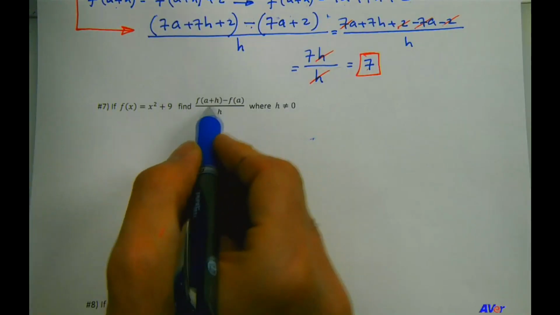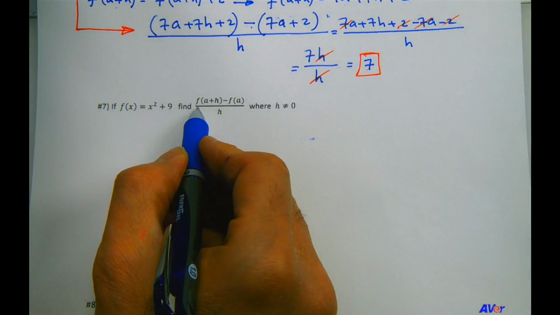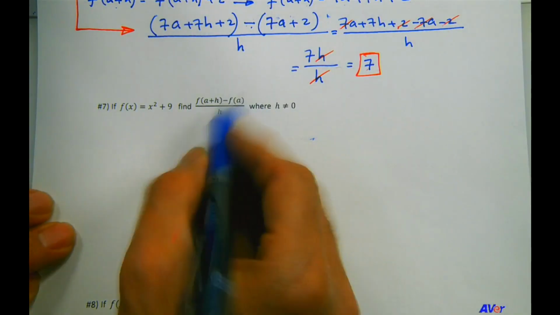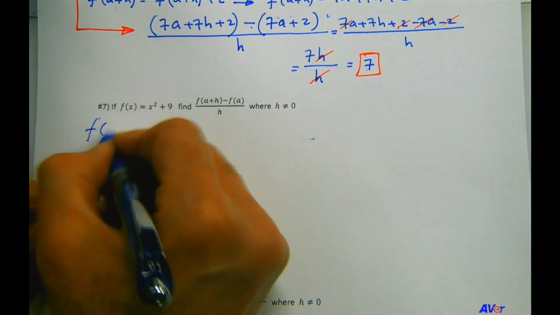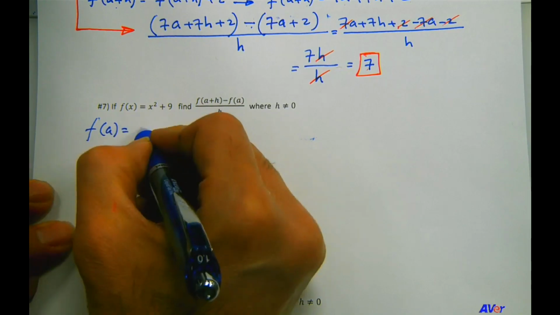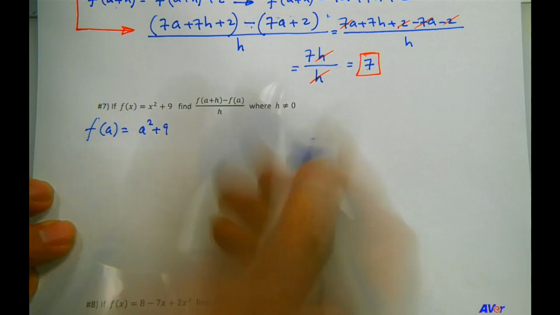So this time, we still need f of a and f of a plus h, right? With difference quotient, it is always like that. F of a and f of a plus h we need to calculate. So f of a means wherever I see x, I replace it with a. So a squared plus 9, right? That's f of a. I'm done.